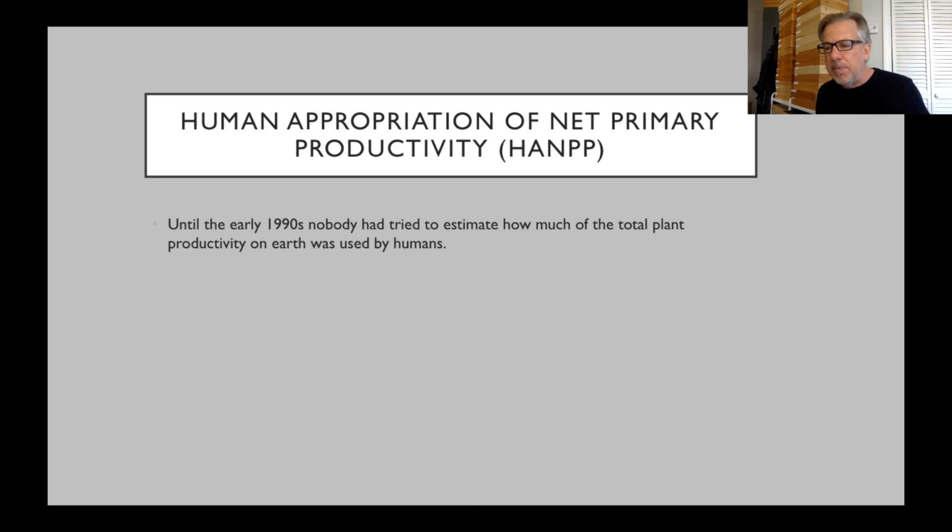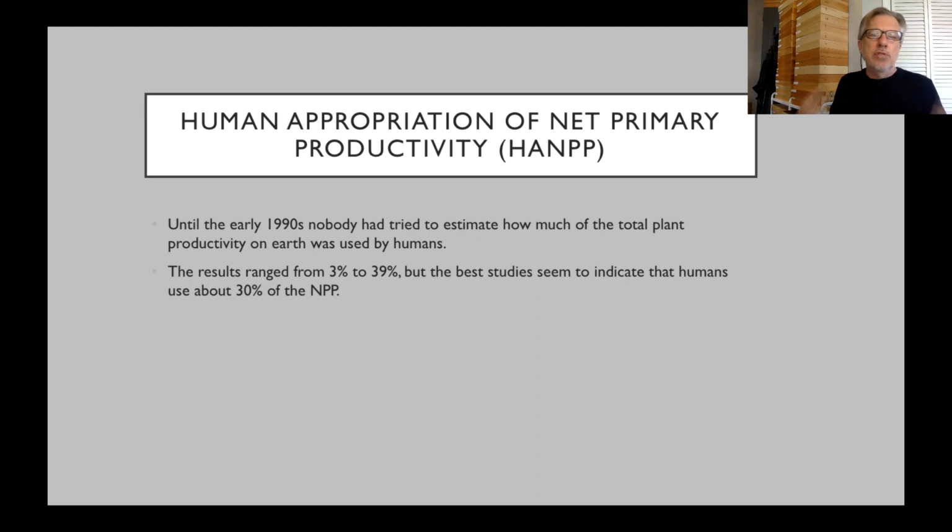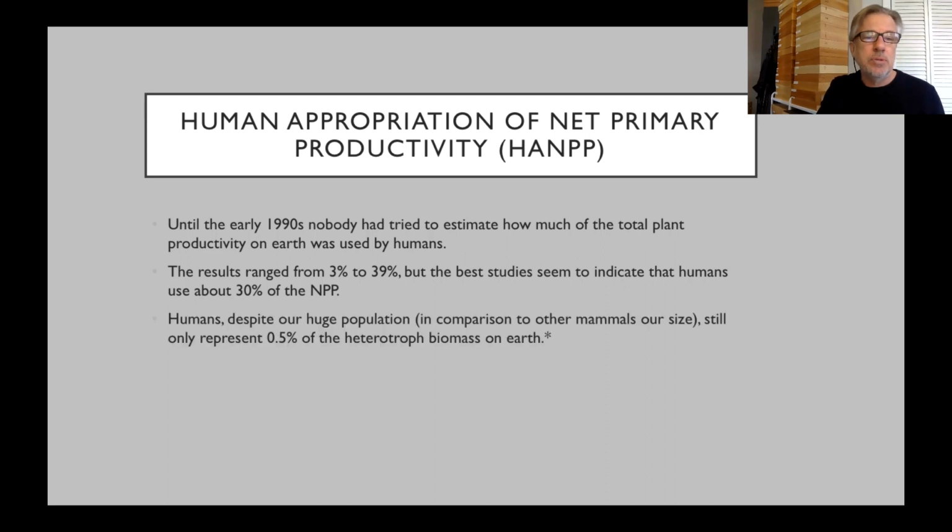Now, you should fact check me on that. I would love to see if there were estimates from before that. The earliest I could find in a quick search was the 1990s, but I'd love to get fact checked on that one. The results have ranged from about 3% to 39%, but the best studies seem to indicate that humans appropriate about 30% of the net primary productivity, which is on the high end of the original study's estimates.